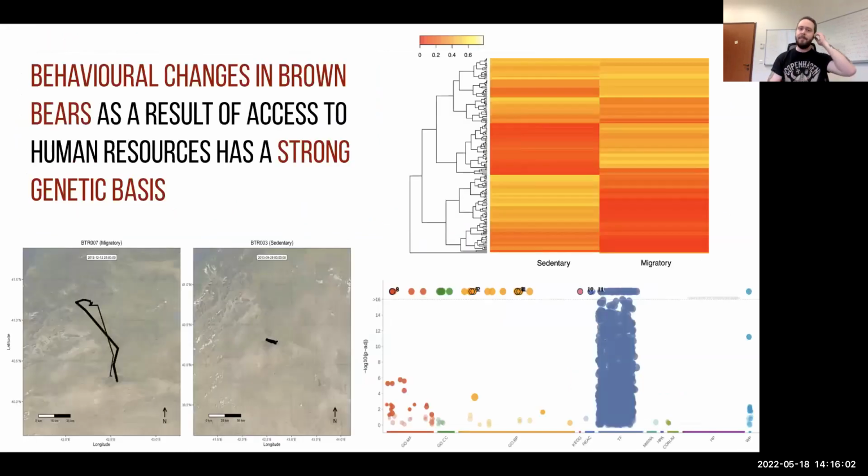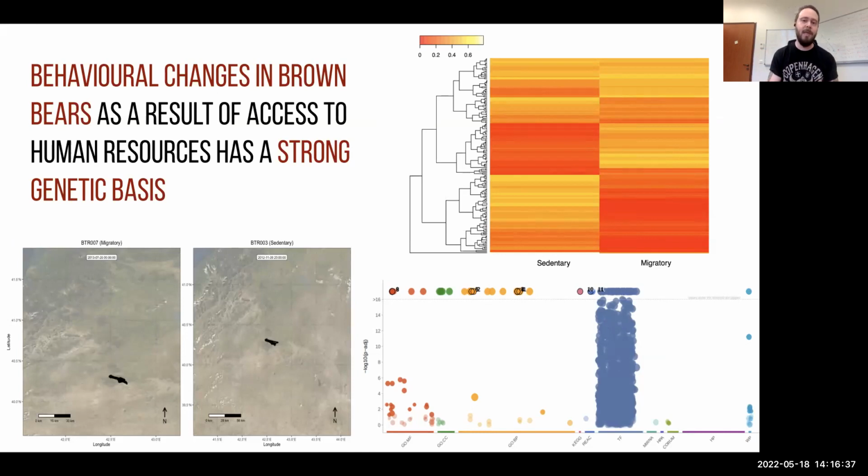This means that behavioral changes in brown bears that we're observing as a result of human resources actually have a very strong genetic basis. We're actually seeing the architecture of adaptation in these animals, and we do see signatures of selection, and we do see heavily influenced changes in transcription factors, which shows that this behavior can evolve. So what we're seeing is the evolution of these organisms to their new environments, to the human-dominated landscapes, to the urban environments which they're seeing.